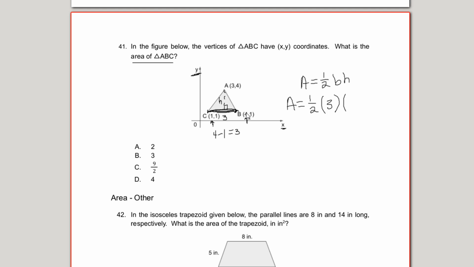So you can take a look at C or B because they both have y values of 1. And look at the A value, or the point A's y value, is 4. So from A down to here where B and C are, it's going to be a difference of 4 minus 1, which is 3. So we have a height of 3. In this case, we turned out with both a base and a height of 3. Simplify here. 3 times 3 is 9 over 2. 9/2 is our area, and that is answer choice C.